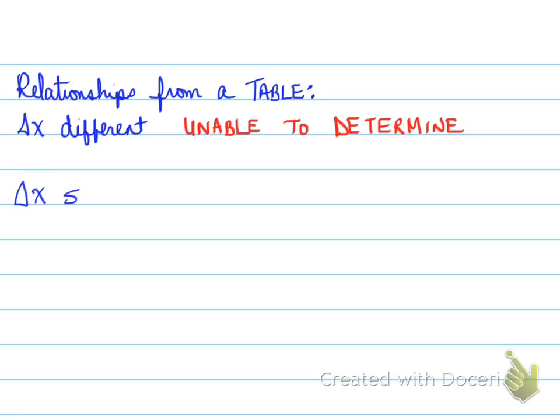Next, if you have delta x the same and delta y the same, this means that the function is linear. That's right, linear. It's linear because the x's follow a pattern, so the delta x values are the same, and the y's follow a pattern. That means delta y has the same number. Because of that, you can say that because the first differences are the same, the function must be linear.